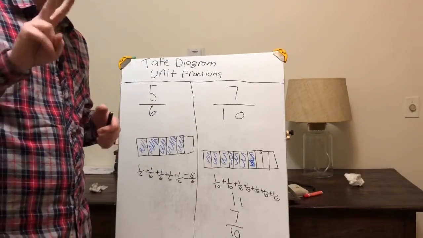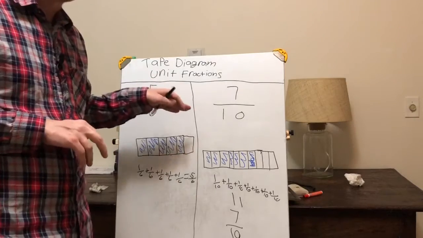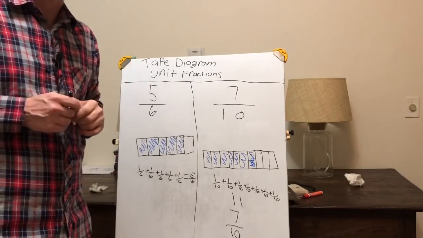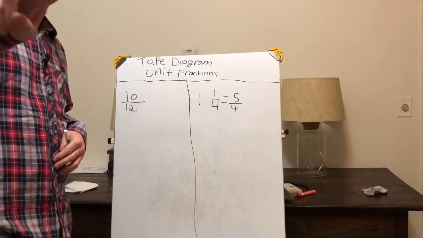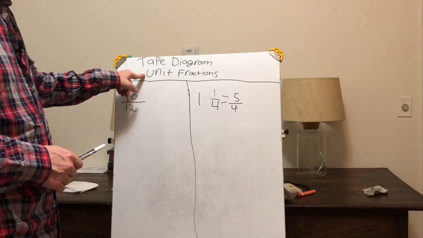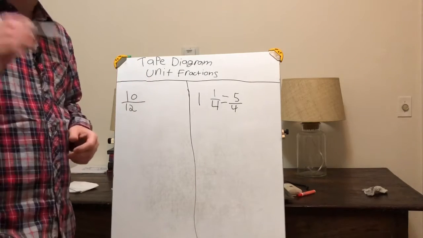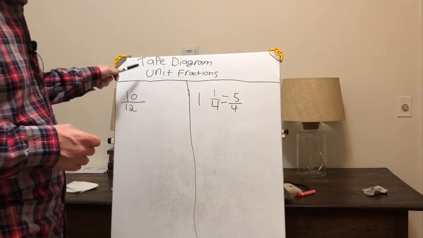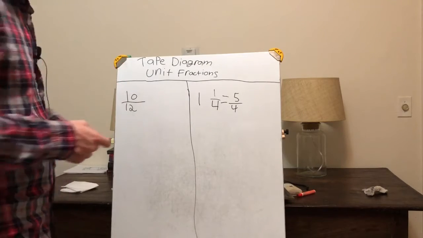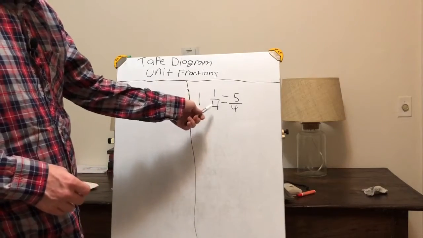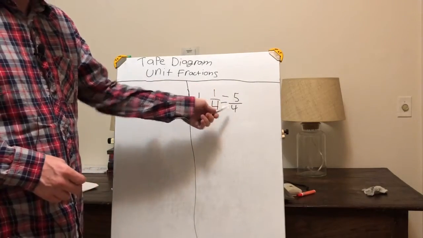Let's look at 2 more problems where we're going to do this, look at one more method, and then look at a different kind of fraction. So here we're going to practice 2 more times using tape diagrams and unit fractions, but we're also going to see if we can find more ways to represent it than just unit fractions. We have 10/12, and then we have 1 1/4, which is equal to 5/4.